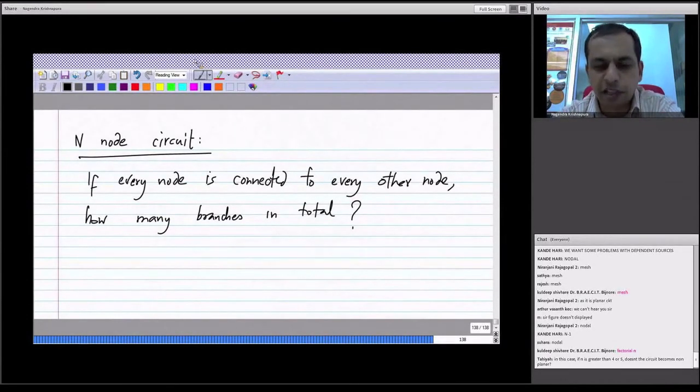So please think about this. If every node is connected to every other node, how many branches in total? And also please think about everything we have discussed with nodal and mesh analysis. If there are any difficulties, we'll start with that in the next lecture.